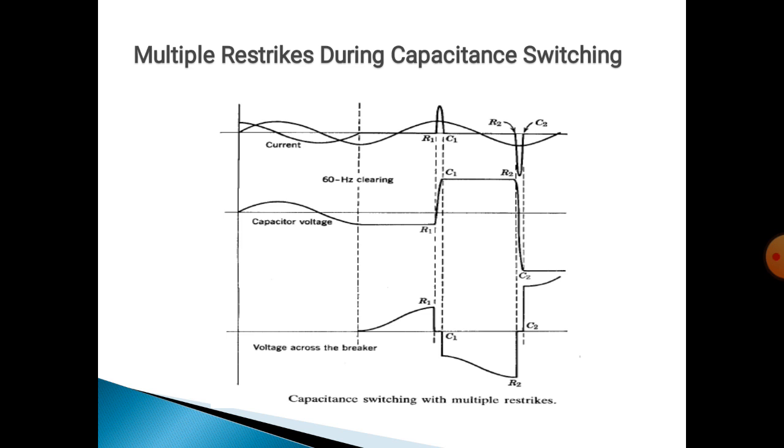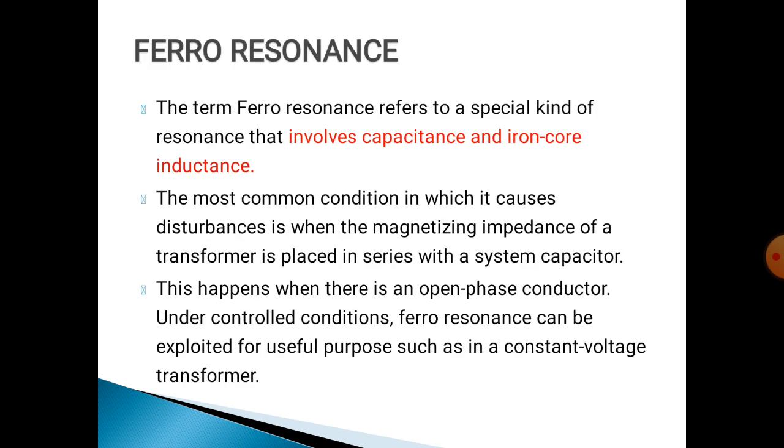Okay, this is the waveform diagram of multiple restrike during the capacitance switching. Next, we will discuss ferroresonance. Ferroresonance is a special kind of resonance that involves capacitance and iron core inductance.